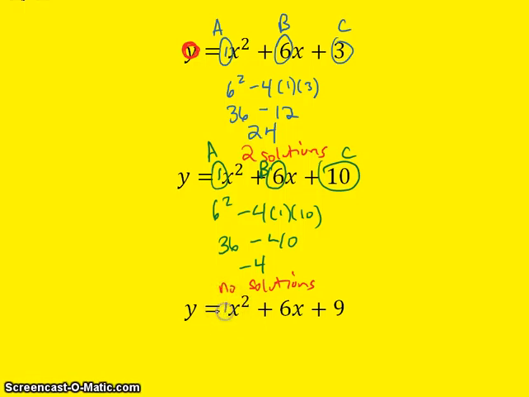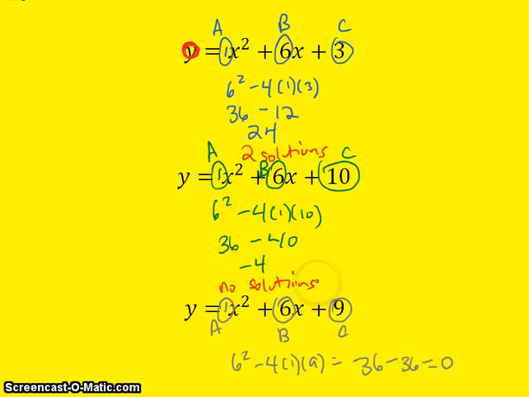And finally, a is 1, b is 6, and c is 9. So if we do 6 squared minus 4 times 1 times 9, it's equal to 36 minus 4 times 9, which is 36. It's equal to 0. That means there is one solution. So if you were to solve the quadratic, you would get one answer.